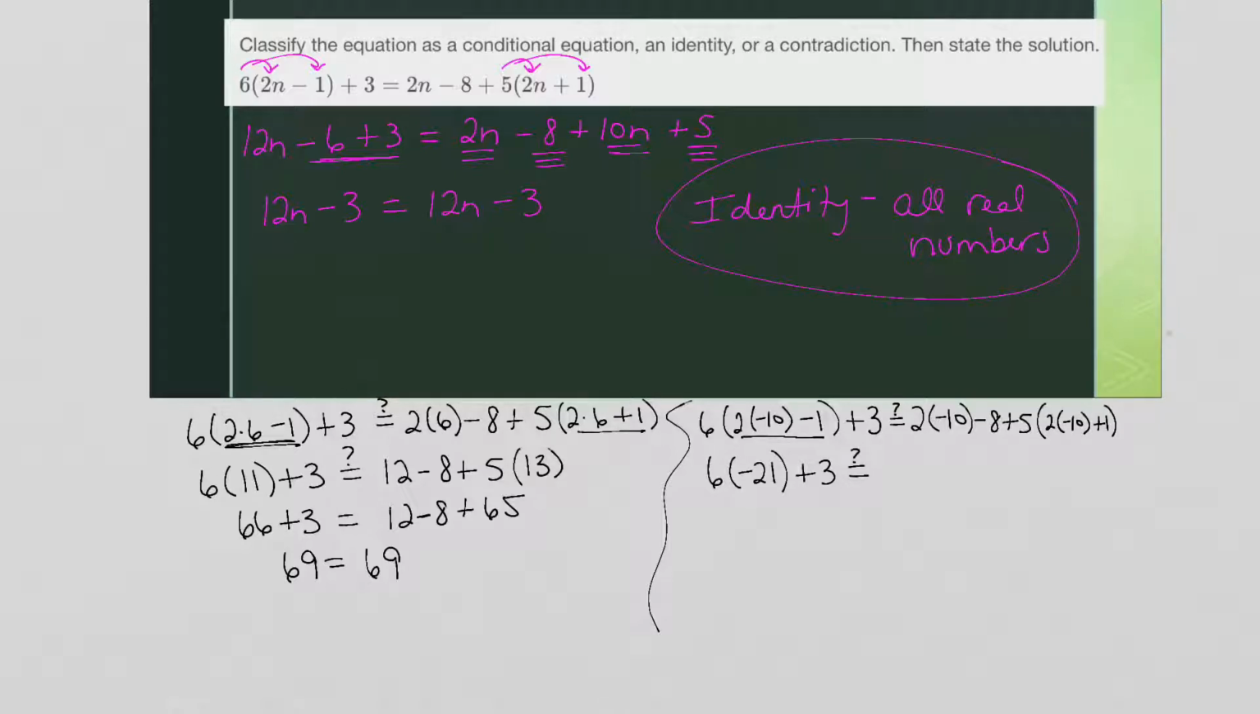I'm going to put question marks above those, okay? So I've got negative 20 there minus 8 plus 5 times 2 times negative 10 is negative 20. Negative 20 plus 1 is negative 19. So now I'm going to do 6 times negative 21, and I get negative 126. So I've got negative 20 minus 8 plus, oops, hang on, I'm going to erase that. And I'm going to put whatever 5 times negative 19 is, which is negative 95. So I'm also going to erase that right there.